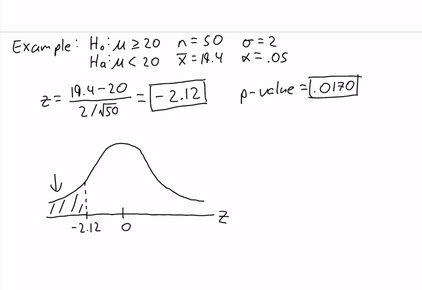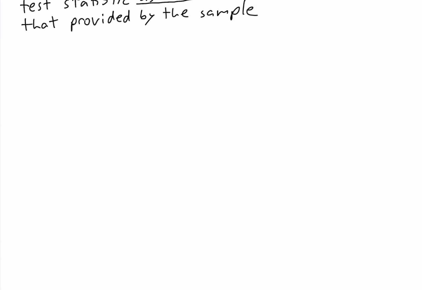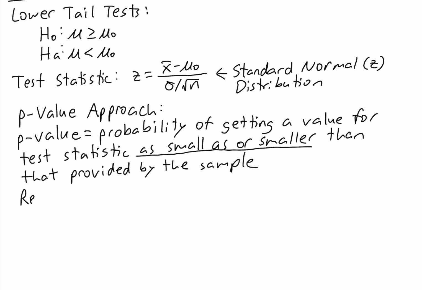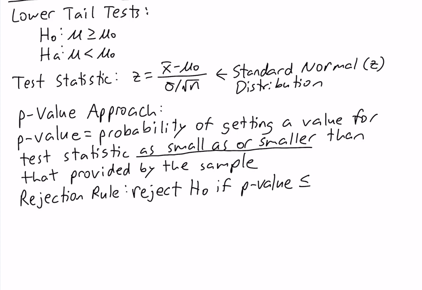So this area here to the left of negative 2.12, which is our p-value, is equal to 0.0170. Now we have to use the rejection rule for the p-value, which says to reject the null if the p-value is less than or equal to our level of significance, alpha.